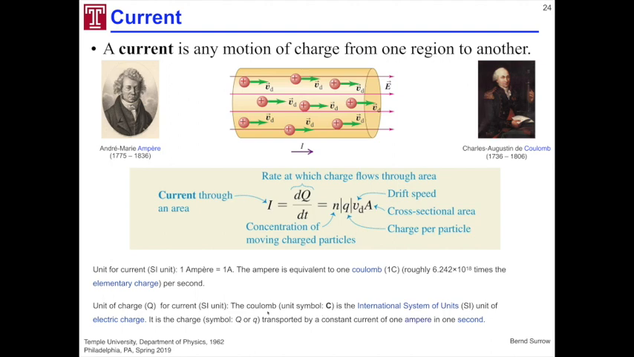Now, what about actual ampere? I will come to that in a second. Coulomb here, Charles-Auguste de Coulomb, lived from 1736 to 1806. Now, let me make a brief statement about current.